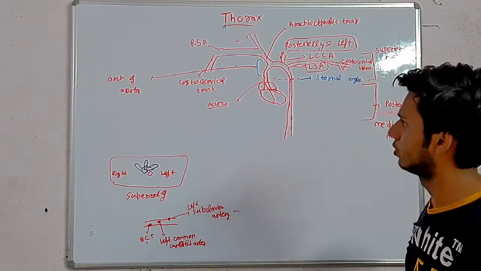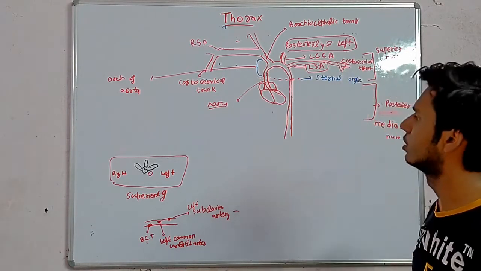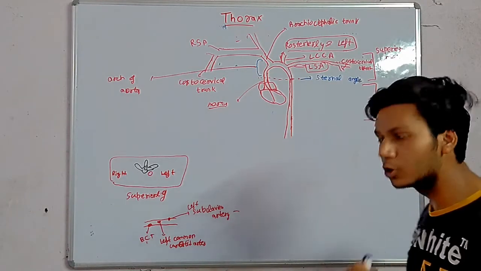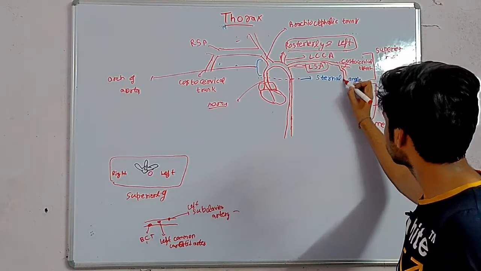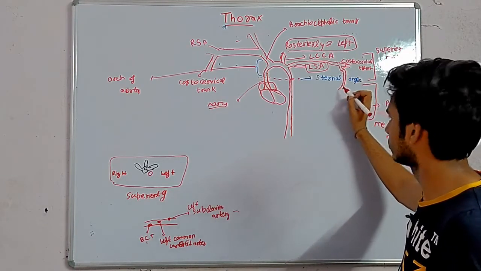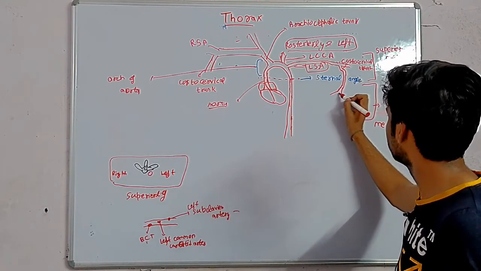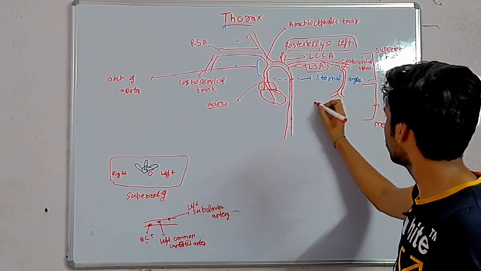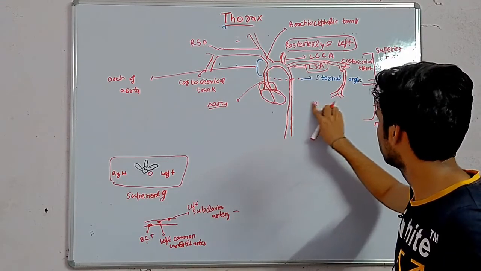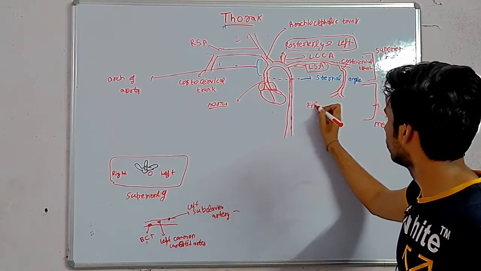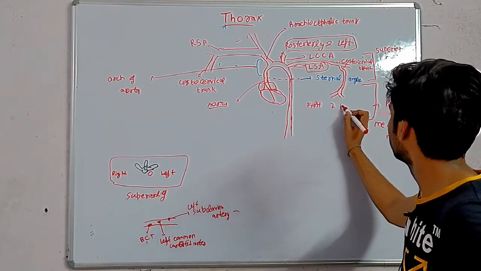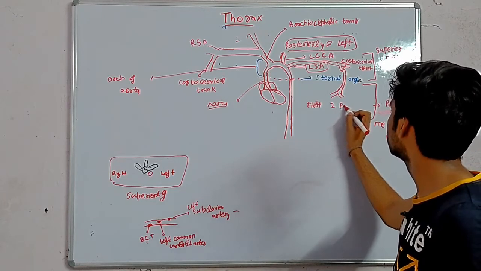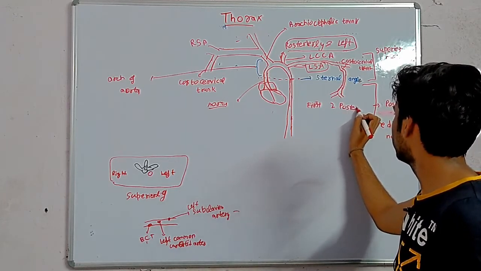Then what is the role of this? It supplies the first two intercostal spaces by posterior intercostal arteries. It gives two posterior intercostal arteries.